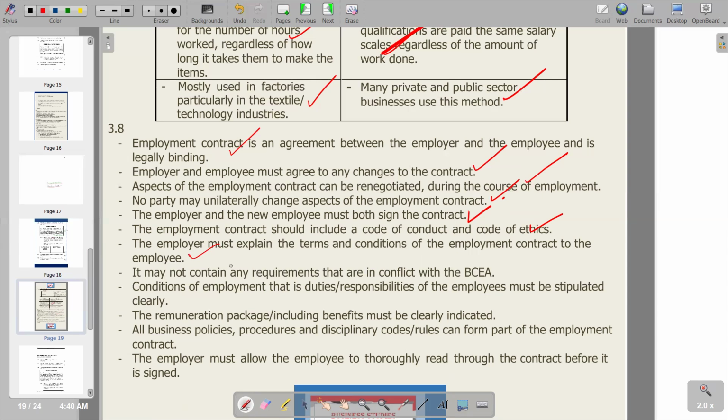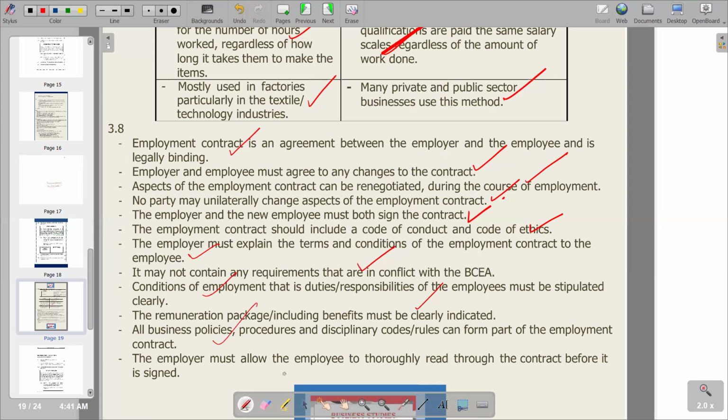So we're saying no terms of employment should be in conflict or in disagreement with what constitutes the BCEA. Exactly as we have the next one, conditions of employment, that is, duties and responsibilities of the employees must be stipulated clearly. And then the remuneration package, including benefits, must be clearly indicated. All business policies, procedures, and disciplinary codes and rules can form part of the employment contract.